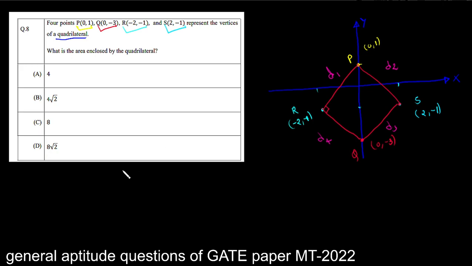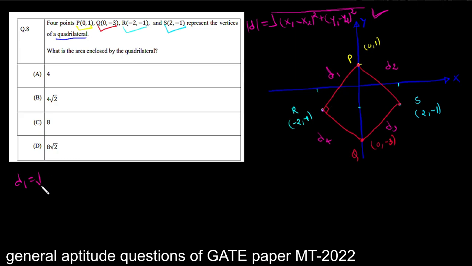So now let's start with d1. d1 is nothing but the distance between those 2 points, this point and this point. From the basic concept we know the distance between any 2 points in the xy plane is the magnitude of distance: under root of the difference of the x coordinates, x1 minus x2, squared, plus the square of the difference of the y coordinates, y1 minus y2, squared. With the help of this formula, we can easily find the distance d1.